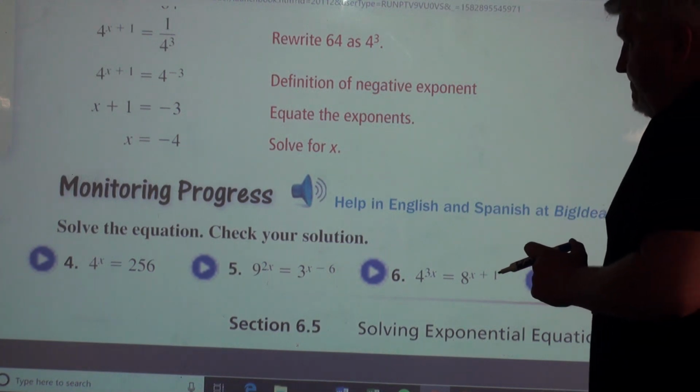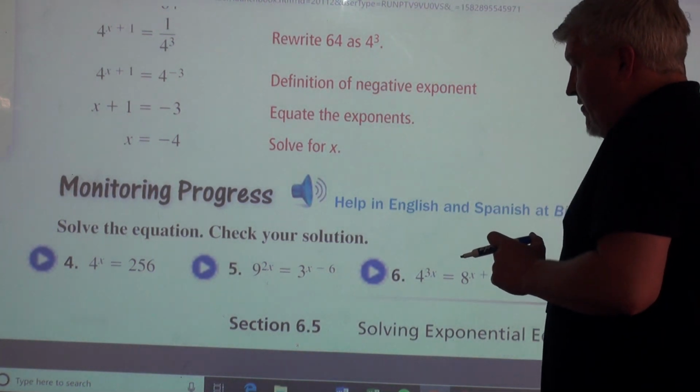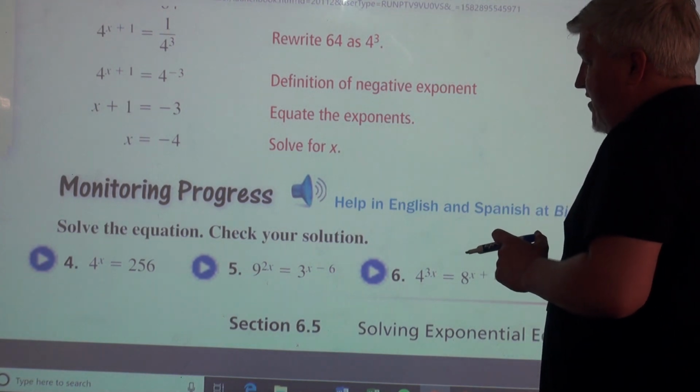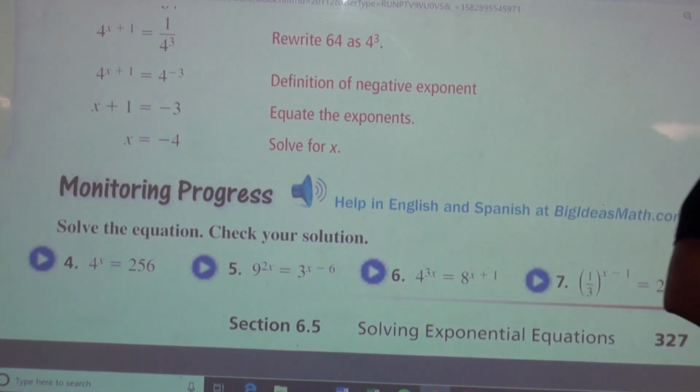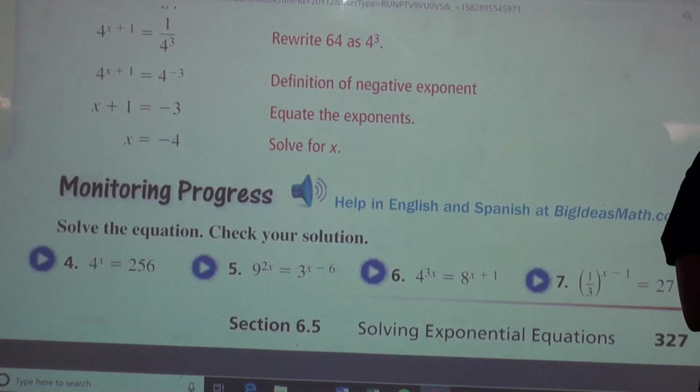Okay, so the first one, number 4. 4 to the x equals 256. I'm at that point now where I need to bring out my calculator to make sure of what I'm about to tell you.